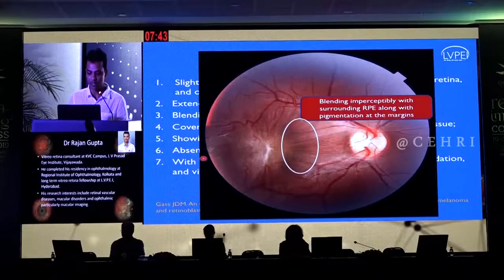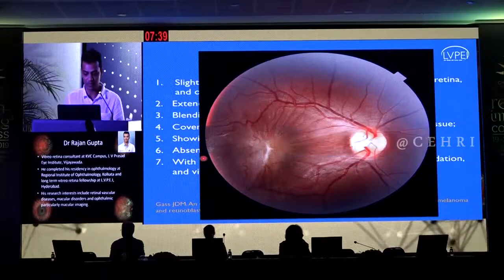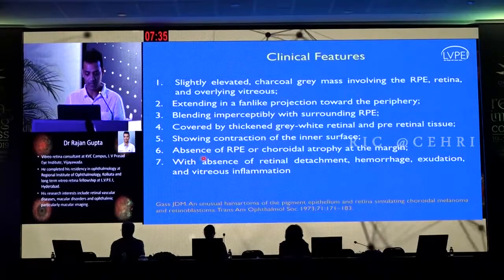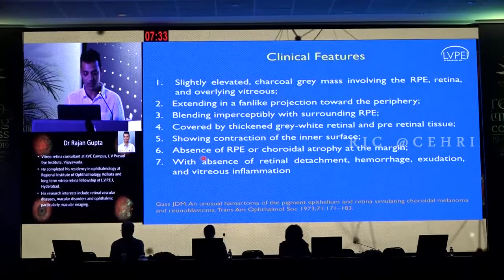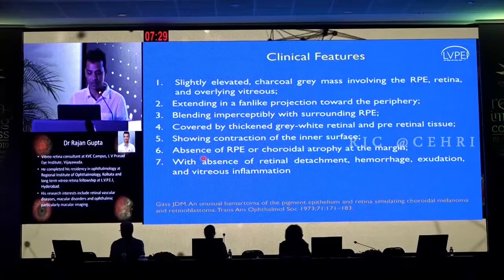blending imperceptibly with surrounding RPE along with pigmentation at the margins, covered by thickened gray white retinal and pre-retinal tissue, along with contracture of the inner surface, and with the absence of RPE or choroidal atrophy, and also the absence of any retinal detachment, hemorrhage, exudation, or vitreous inflammation.